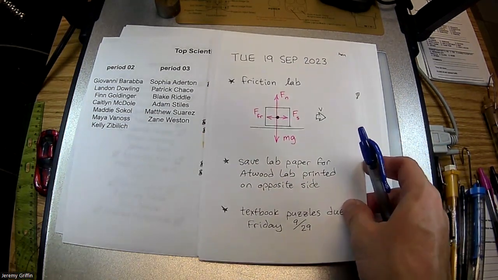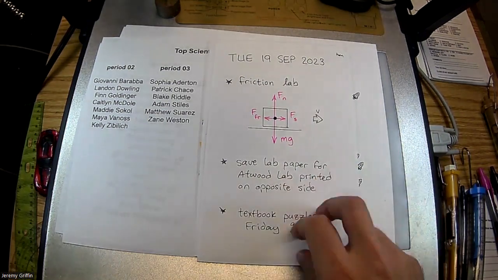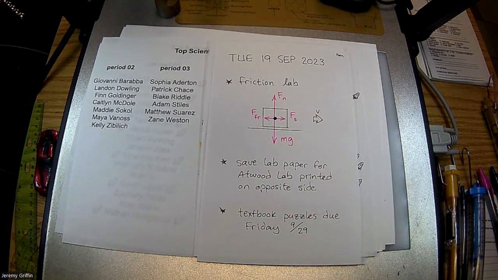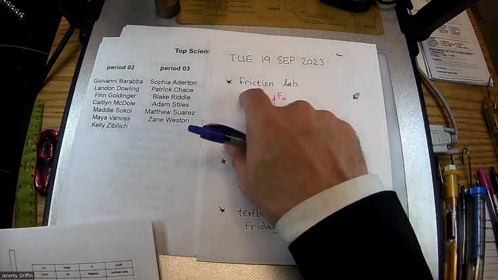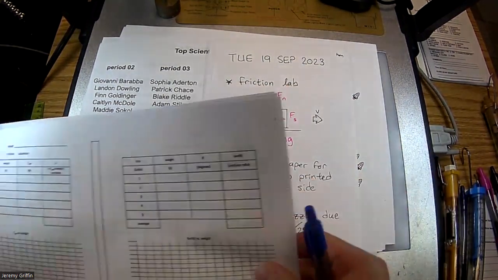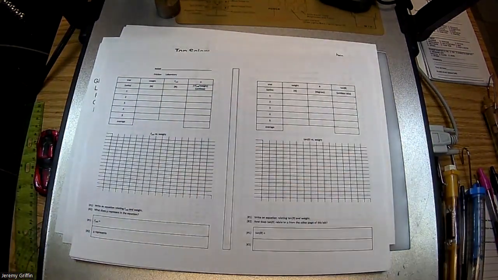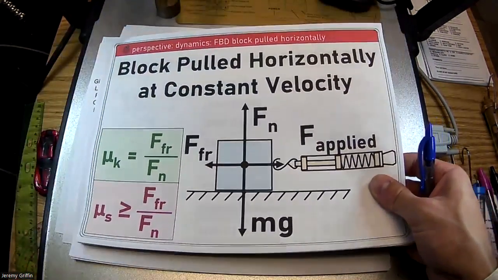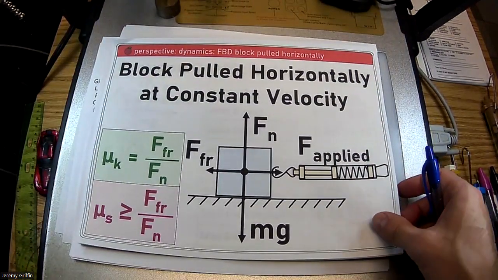So this lab is in two halves. The first half has a free body diagram right here. The question you're going to try to find is: what is the coefficient of kinetic friction between two surfaces?